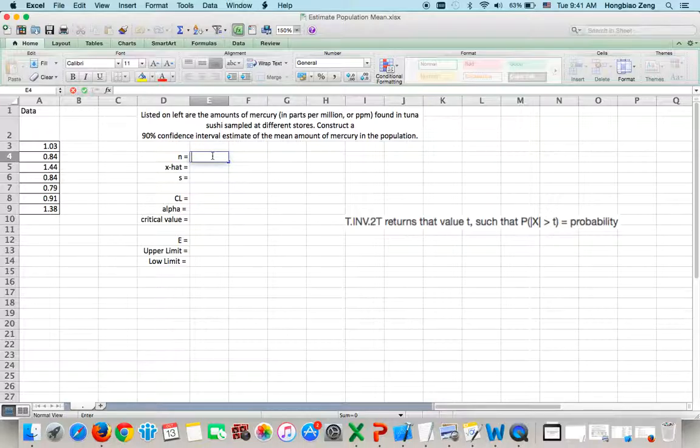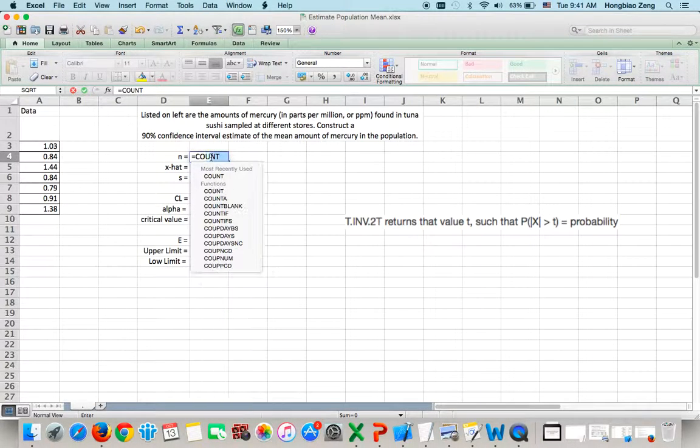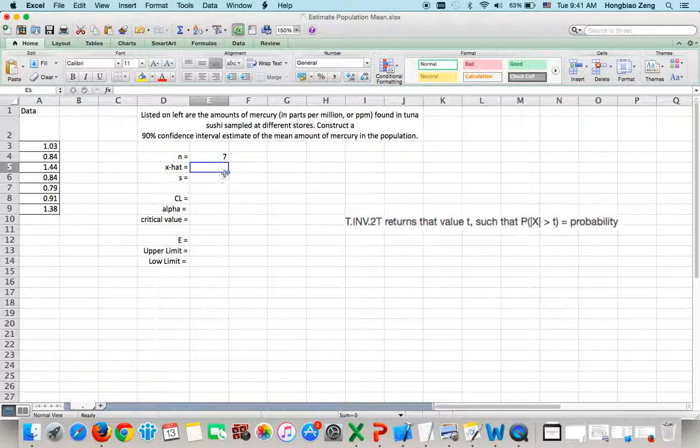First, we need to find the sample size n. We should not count by hand. You can do the simple calculation, 9 minus 3 plus 1, which gives you 7, or you can use Excel to count for you. You just simply say count. I want to count from A3 to A9, so that gives you 7.